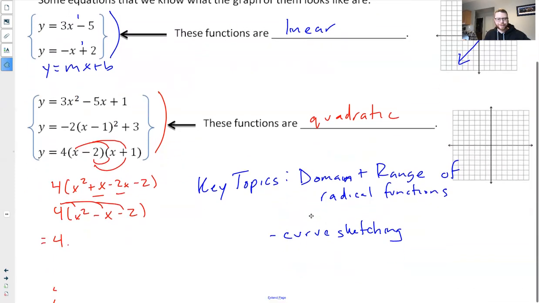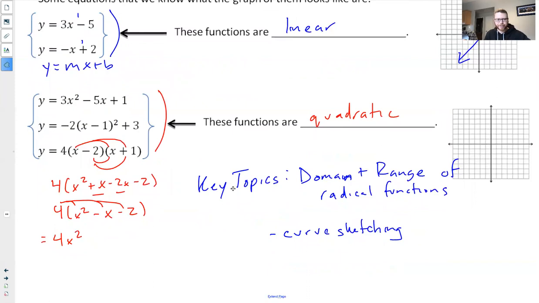My screen's just a little bit behind here, so we'll give it a second to catch up. If the variable has a degree of 2, it is a quadratic function. Quadratic functions will look something like this. If it has a positive a value, it will open up. If it has a negative a value, it will open down. I'm pointing at standard form right now.